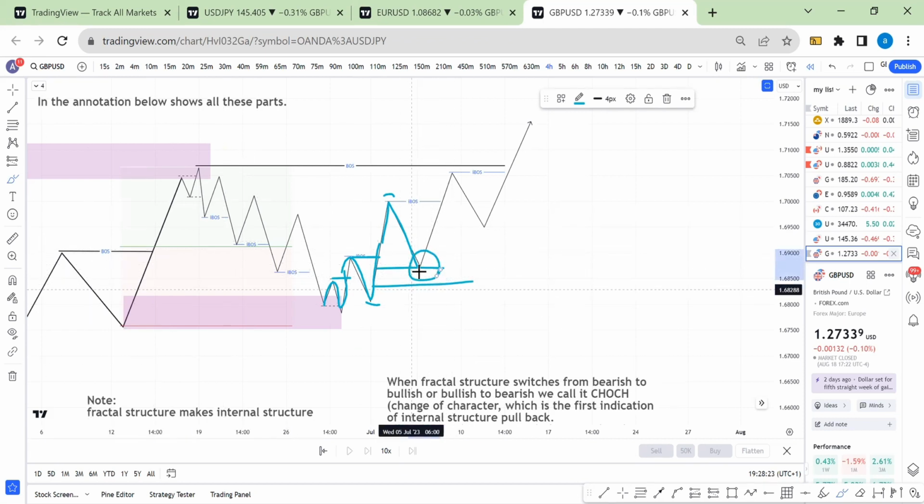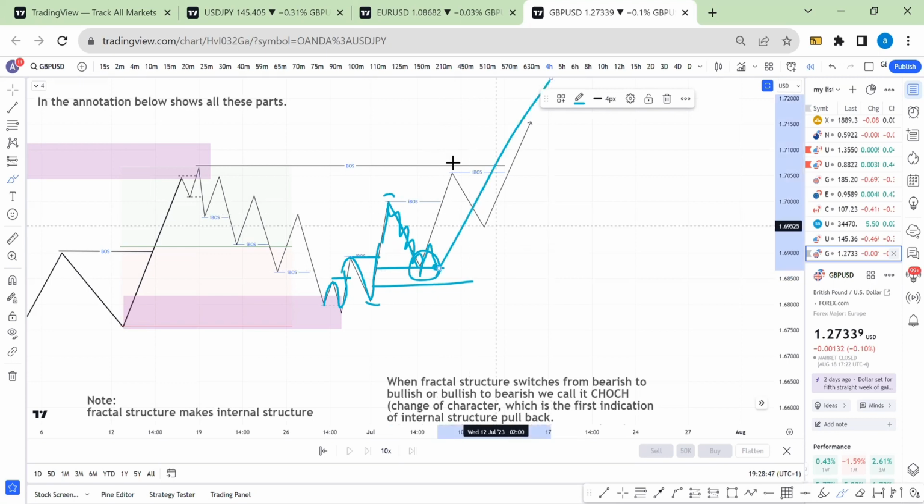You can decide to stick with the fractal structure here, because by the time price starts coming down, fractal structure will be bearish, right? You know that, right? So you can wait for that fractal structure to switch again, so that you know that from here everything is bullish: fractal is bullish, internal is bullish, and swing is bullish. So from here you just trade up, and you have higher confidence that price will just keep going up.